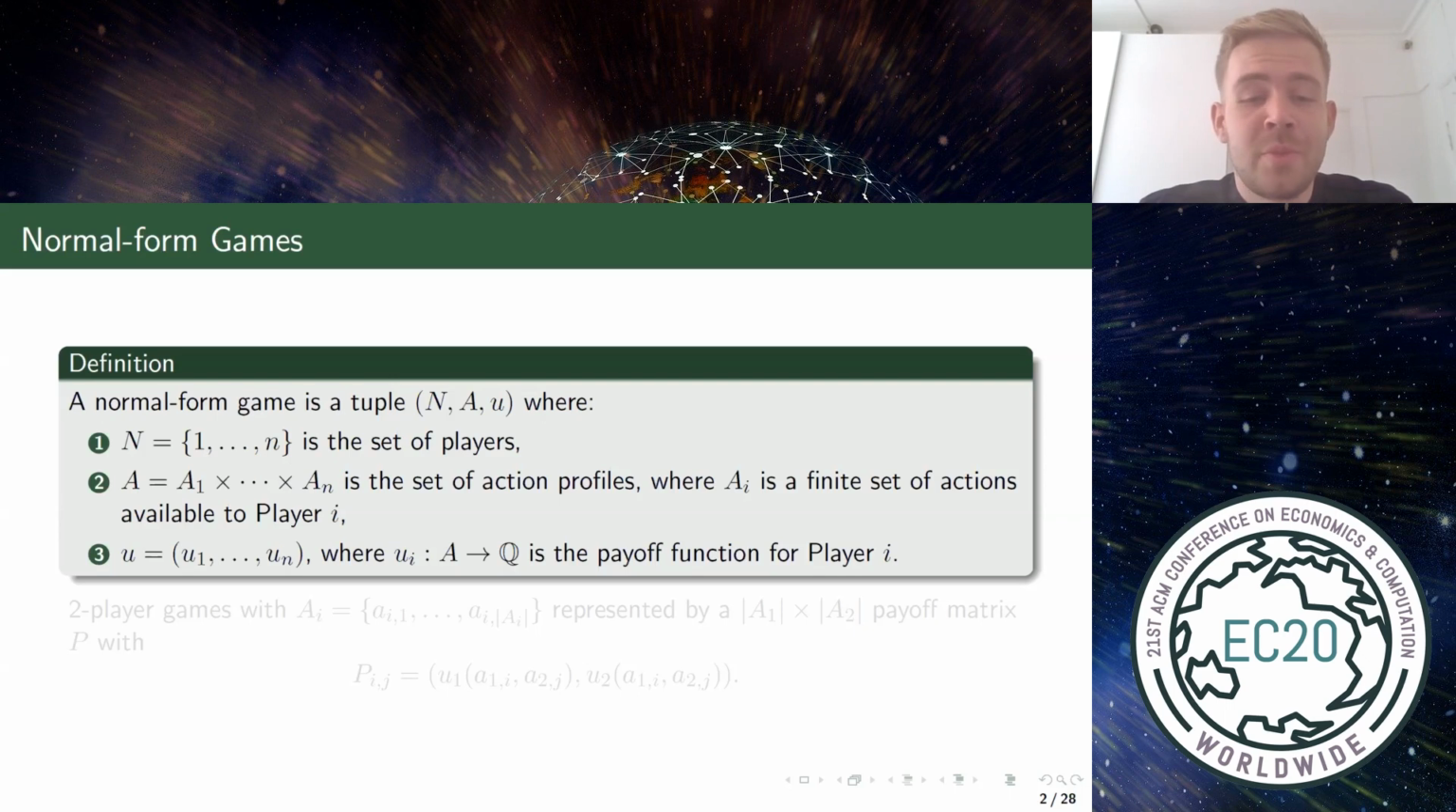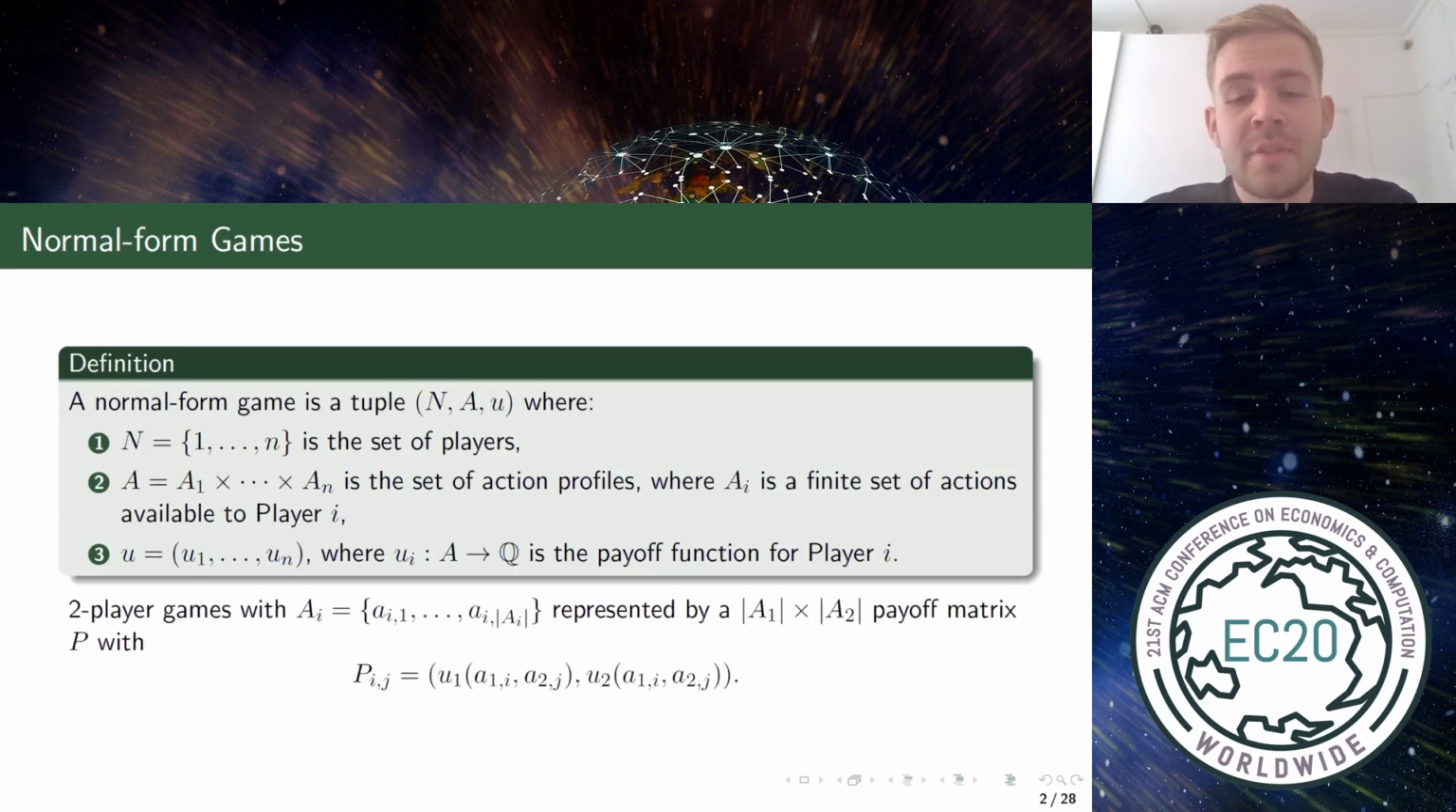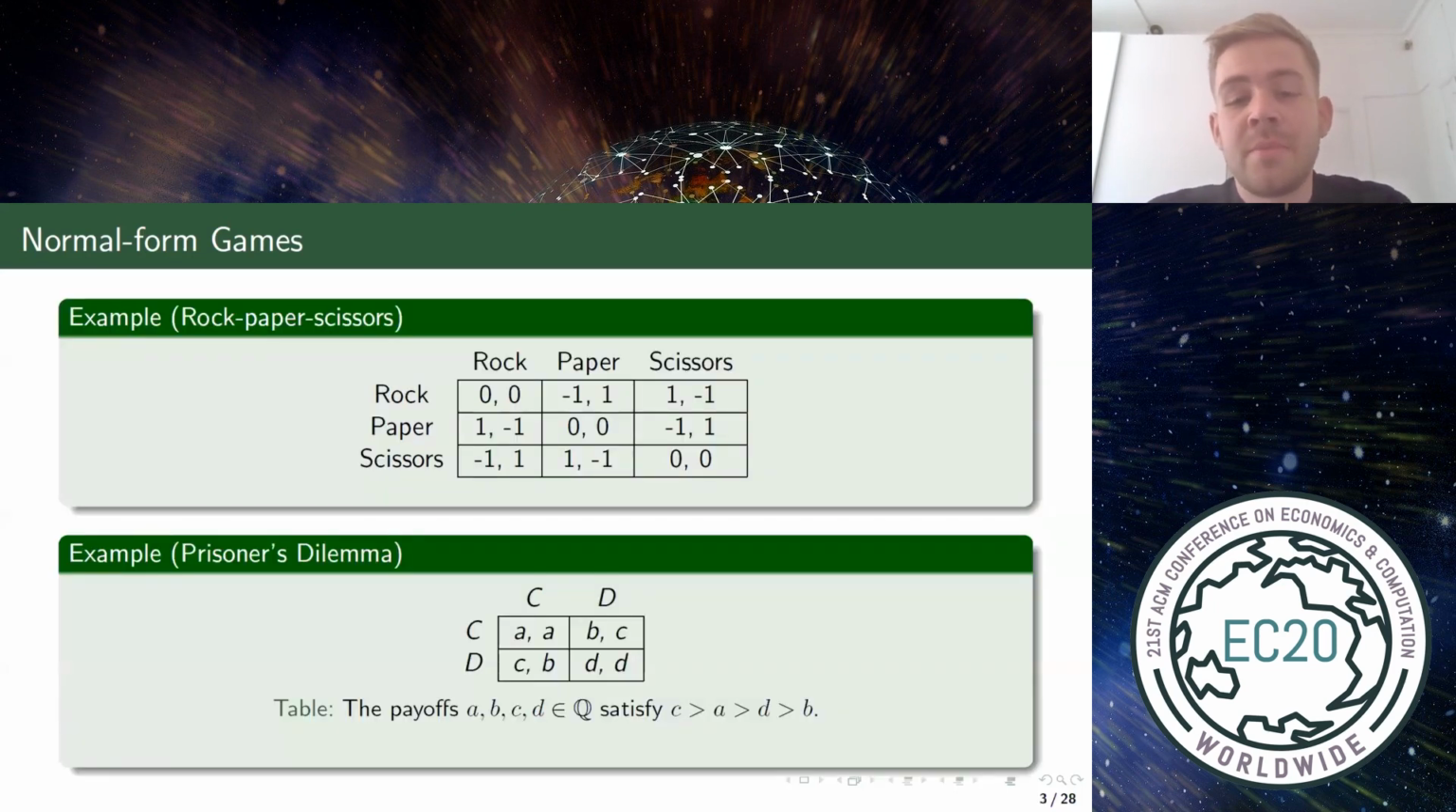By a game, we mean a normal form game, which is defined by N, the set of players represented by numbers 1 to n, A, the set of action profiles, where each player has a finite set of actions available, and ui, the payoff function for each player i. We consider only two-player games that are represented by a payoff matrix with player 1 as a row player and player 2 as a column player. Standard examples of games are rock, paper, scissors and prisoner's dilemma. And here you can see the payoff matrices of these two games.